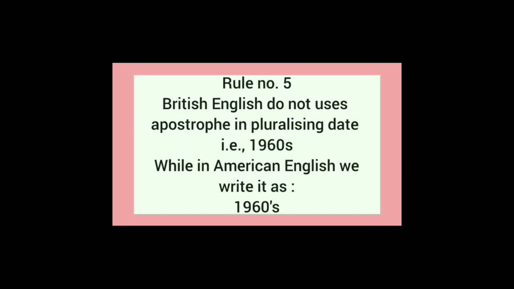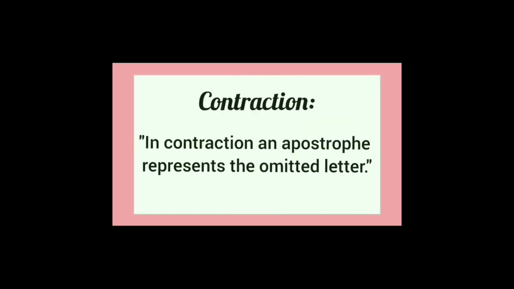Rule number 5: British English does not use an apostrophe in pluralizing dates, while in American English we write it as shown. In contractions, an apostrophe represents the omitted letter.